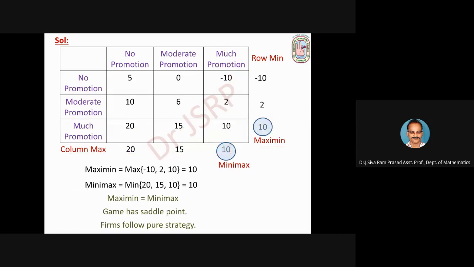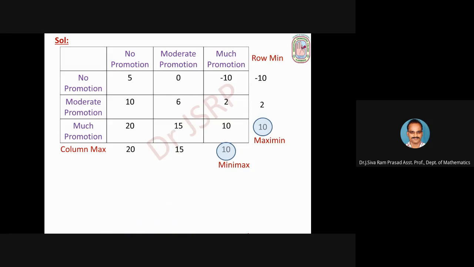Okay, so the firms follow pure strategy. What is the pure strategy of firm A? The strategy corresponding to the saddle point. What is the saddle point? This is the saddle point. The strategy corresponding to that saddle point for firm A is the optimal strategy. So the optimal strategy for both firms is much promotion. For firm A, the optimal strategy is much promotion. For firm B also, the optimal strategy is much promotion.